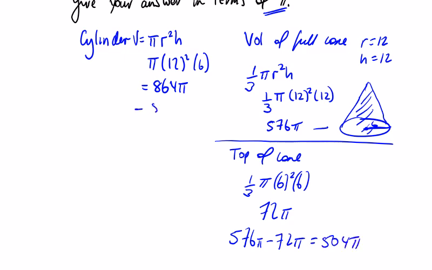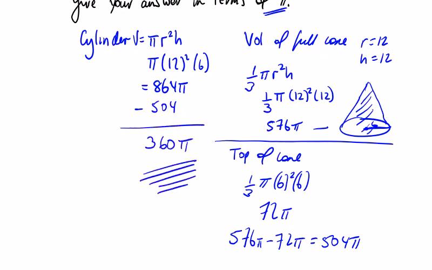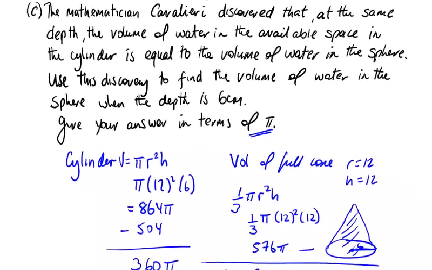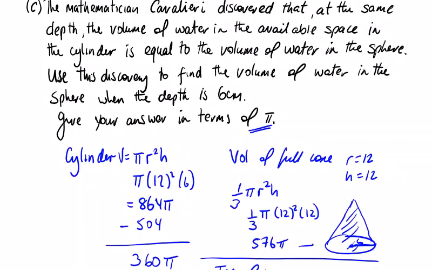So 864 minus 504 looks like 360 pi is the volume of water that's in the cylinder, but it's also in the sphere. So that's Cavalieri's understanding or discovery, not the guy that played for Paris Saint-Germain.